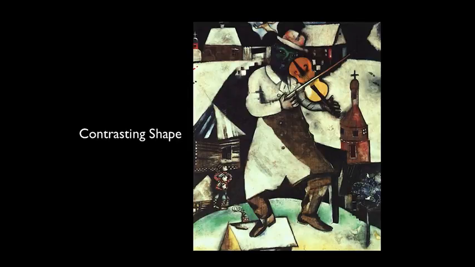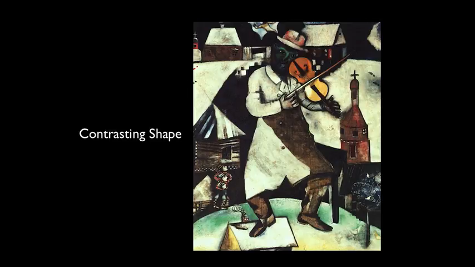Contrasting shape. This is fun. This is Chagall, and a great Chagall it is, too, because look at how angular all the houses are. The shape of the coat, I just adore the coat. All those angular shapes, and then the violin, which is so curved.